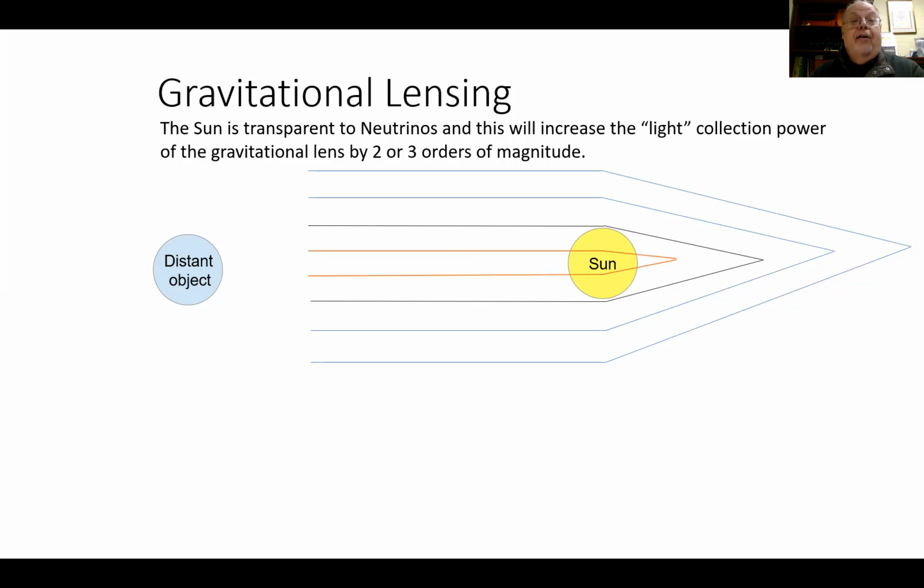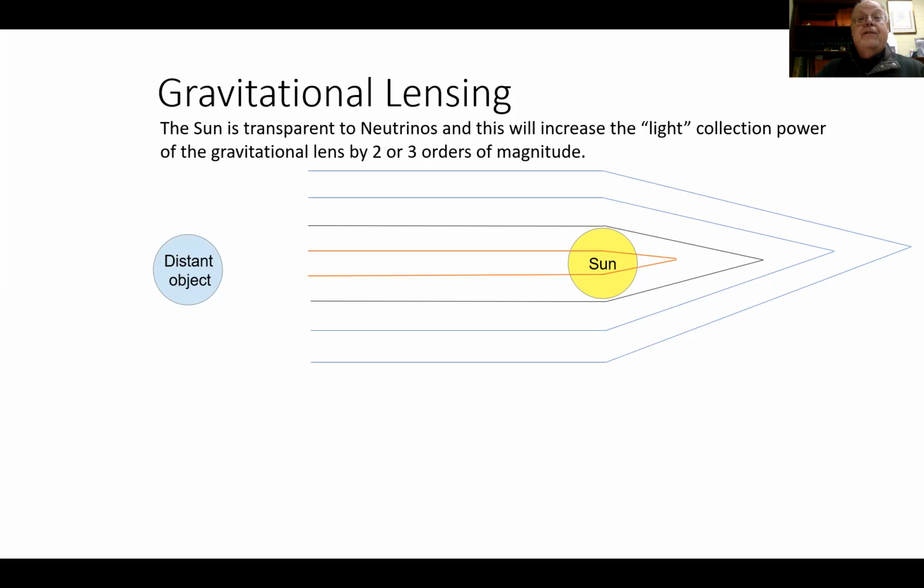Now, the sun itself, when you look at our sun, it's not transparent to light. And so when you use light gravitational lensing, you actually have to put an ocular in there and block off the direct light from the sun. And you got to make it a little bit bigger than the sun because the sun has a corona. And you get to about 10 to the 12 light collecting power.